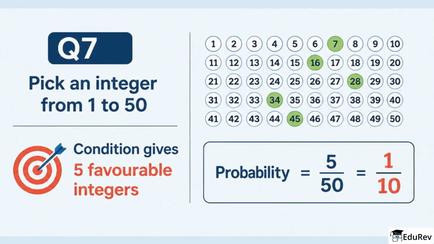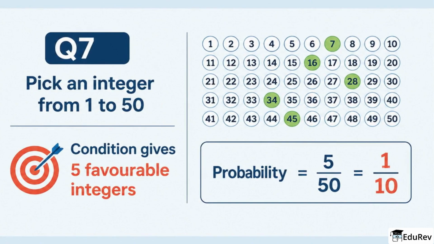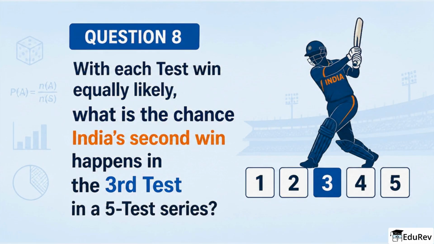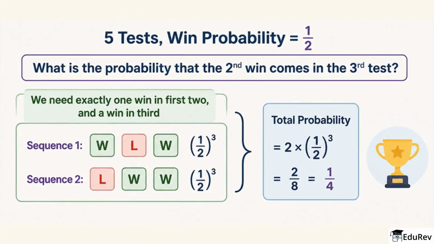Question number 7 picks an integer from 1 to 50 and asks some condition that comes out to 5 favorable numbers. So the probability is 5 divided by 50, which is 1 divided by 10. Question number 8 asks, with match win probability 1/2, what is the chance India's second win comes at the third test in a 5-match series? We need exactly 1 win in the first 2 and a win third. So 2 sequences, WLW and LWW, each with probability 1 divided by 2 to the power 3, total 2 divided by 8 equals 1/4.